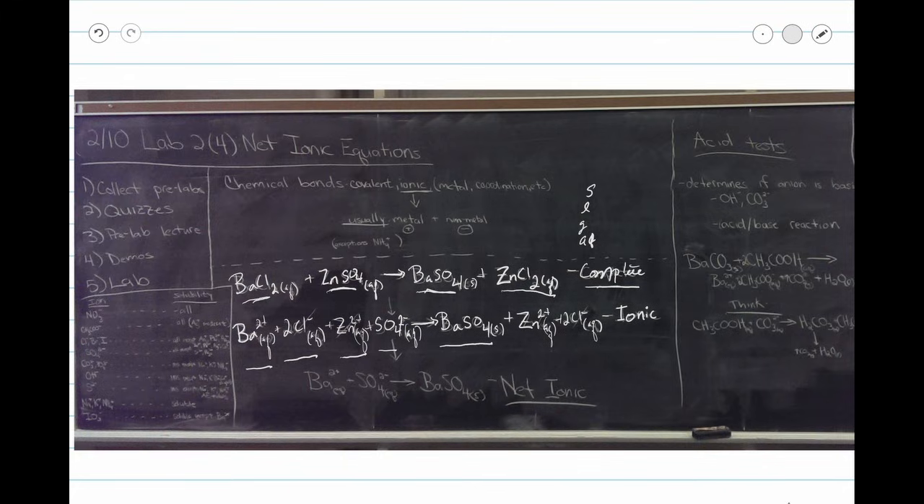But up here we had zinc chloride aqueous, but actually zinc chloride is soluble in water, so we would keep it as Zn2+ aqueous plus 2 Cl- aqueous. So this is an ionic equation.